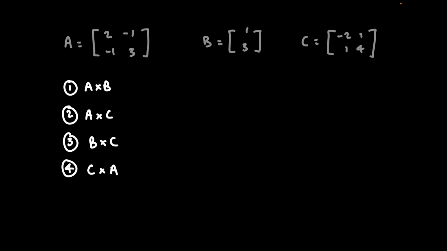To work out the dimensions of a matrix, it is always the number of rows times the number of columns that you have. So let's look at matrix A. We have 2 rows and 2 columns. So in this case, we would have a 2 row by 2 column matrix, a 2 by 2 matrix.